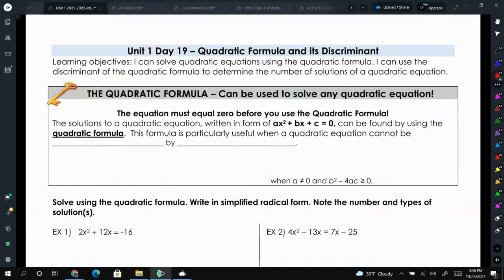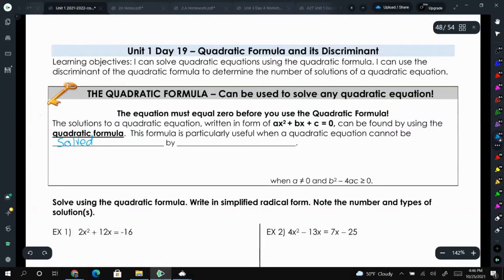When those options are not there, we use something called the quadratic formula. The quadratic formula will work with any quadratic equation, even ones that are factorable. It's just that factoring takes less time. So the formula is particularly useful when a quadratic equation can't be solved by factoring.